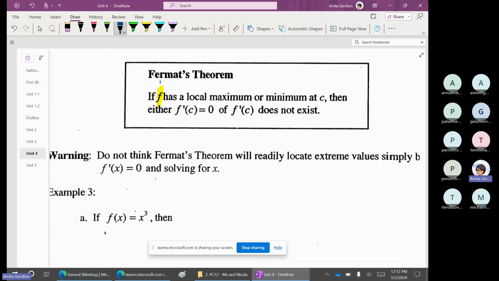If f, the function, has a local max or min at c, a value, then either the derivative of the function evaluated at c is 0, or doesn't exist.